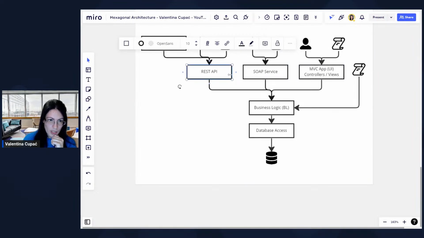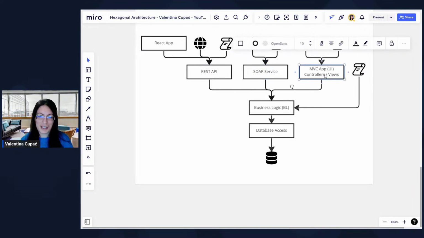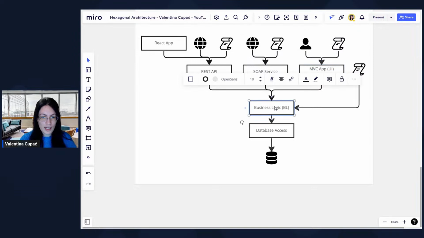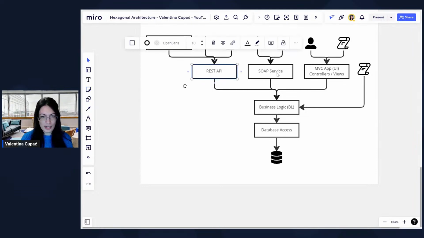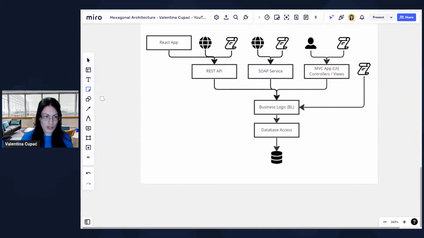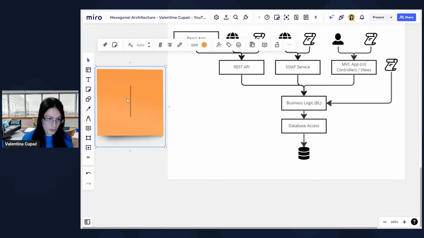Notice here how we have REST API, SOAP service, and we're still maintaining our old MVC app because the React app is not yet finished. So we have all of these ones, and they are referencing business logic. Now, this business logic is again getting more and more complex, and sometimes developers are accidentally referencing too many details from the business logic layer. So let's look at that problem.